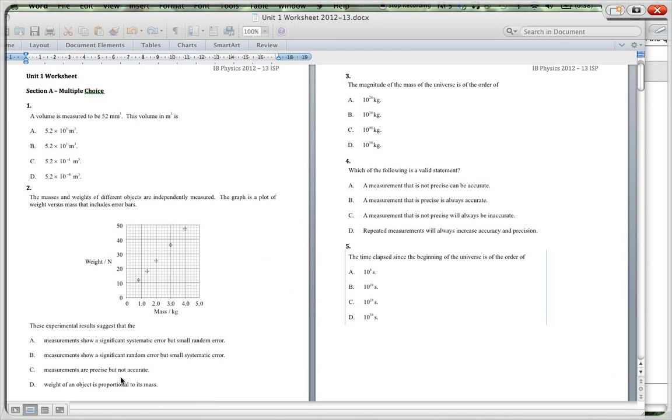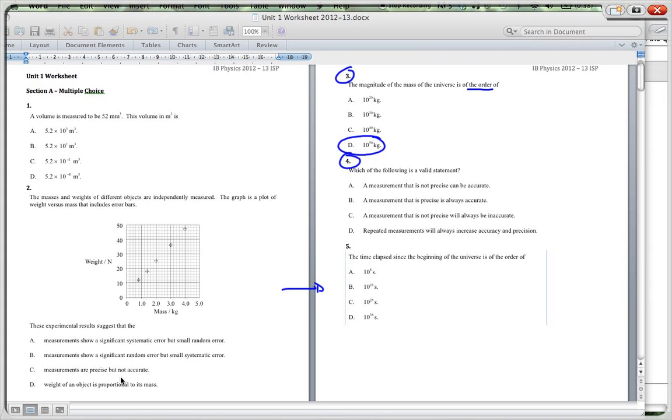Question 3. The magnitude of the mass of the universe is of the order. Now, when we talk about order, we're talking about a 10 to the power of something. Now, you need to know these values, and it's of the order of 10 to the 50. This one over here, 10 to the 50, that is the mass of the universe. Some of them you can work out. We're going to question 5, we will actually calculate a bit.